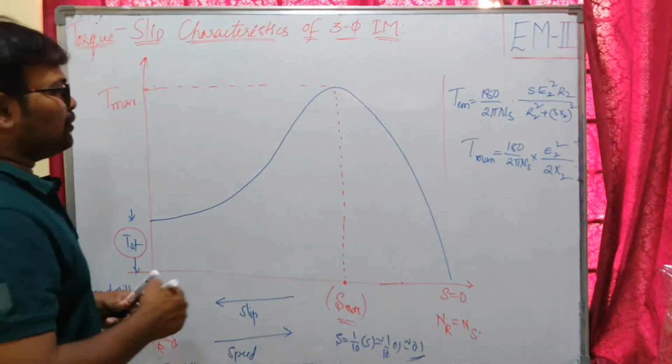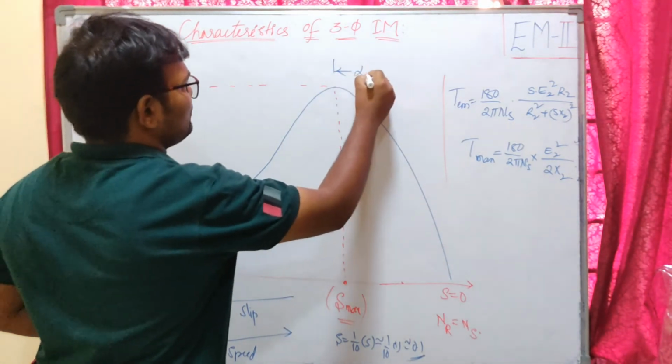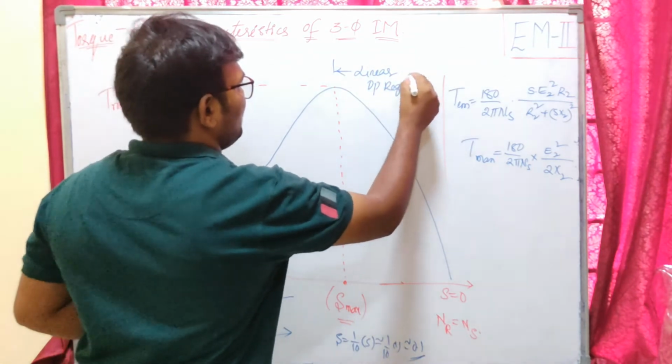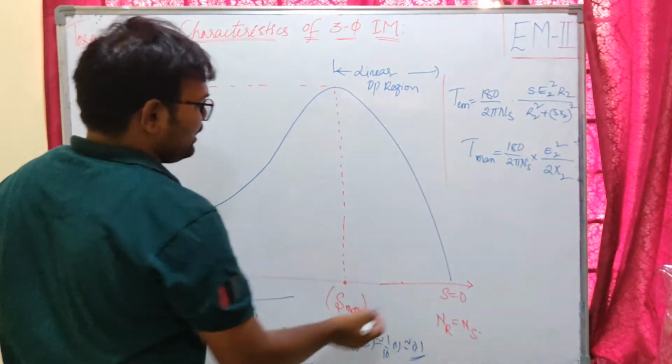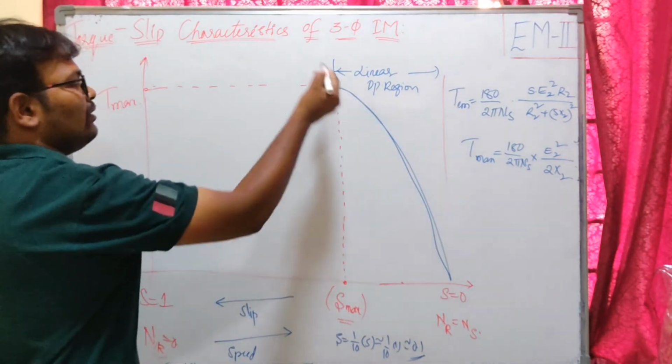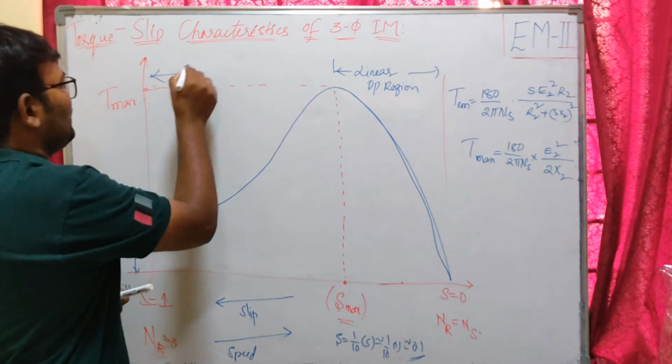And you can see there are two regions here. This is my linear operating region. Here you can see our torque and slip characteristics are linear, they are linearly increasing. This is my linear operation, and this is my non-linear operation.